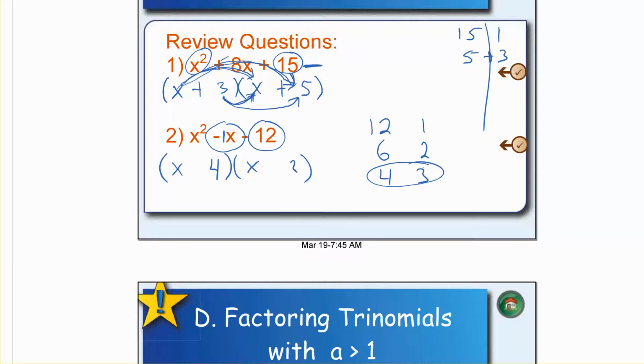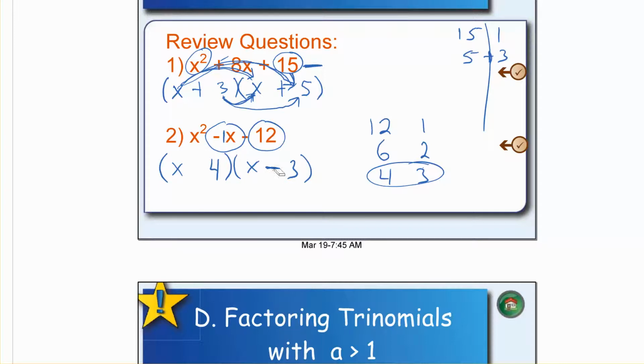So 4 and 3. Now this is the tougher part: I've got to figure out which one's positive or negative, or are they both negative? Who knows? So you can try these out. I know I need to get to negative 1, so let's say I put a negative in here first.